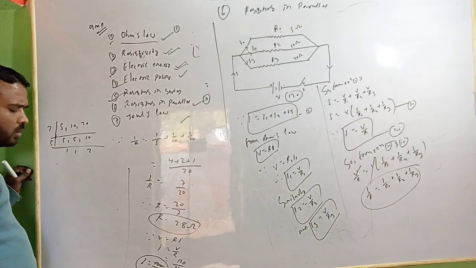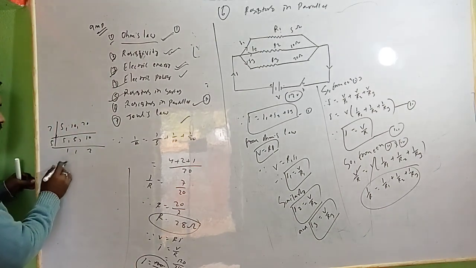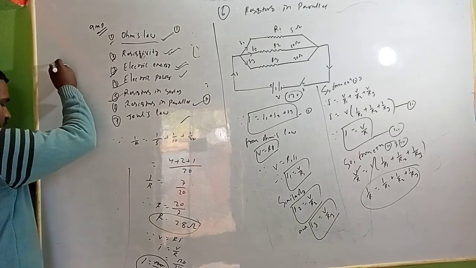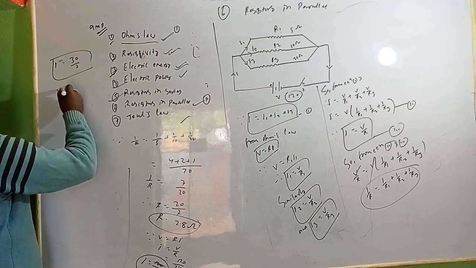Means about 4 point something. I think that the answer will come, so it will write itself. How? Means you have I is equal to 30 by 7, and you can divide.